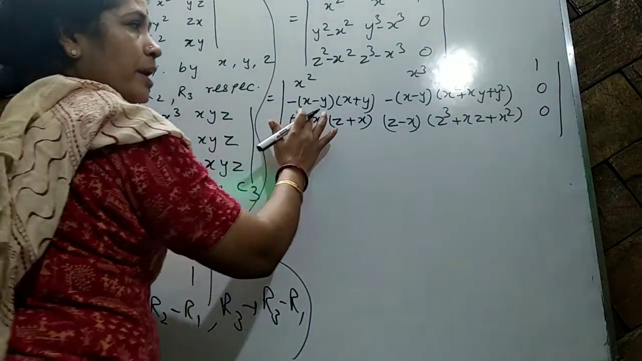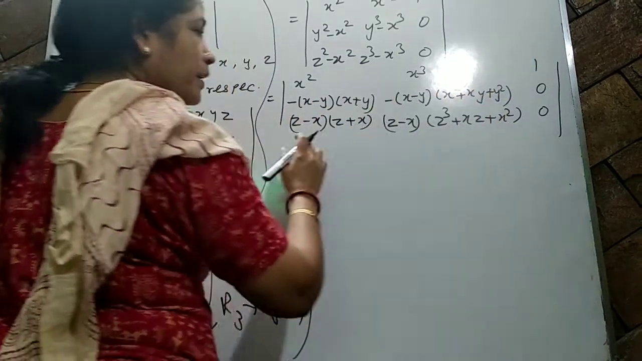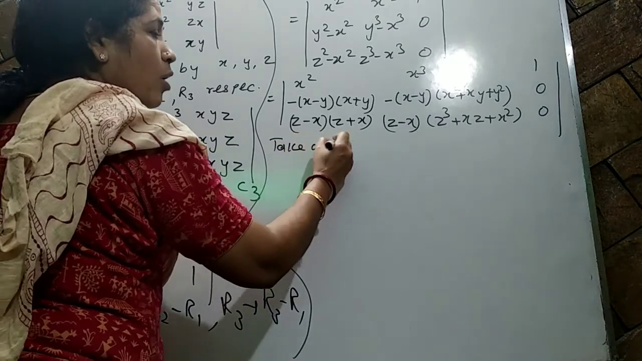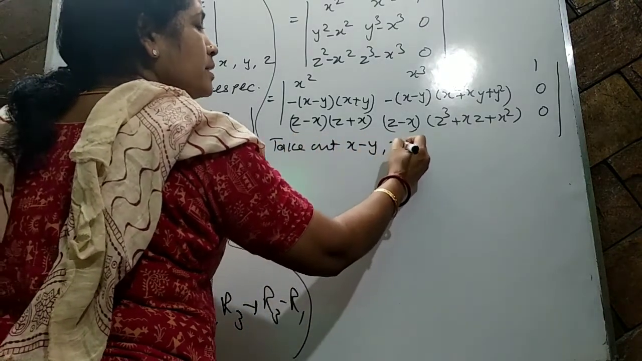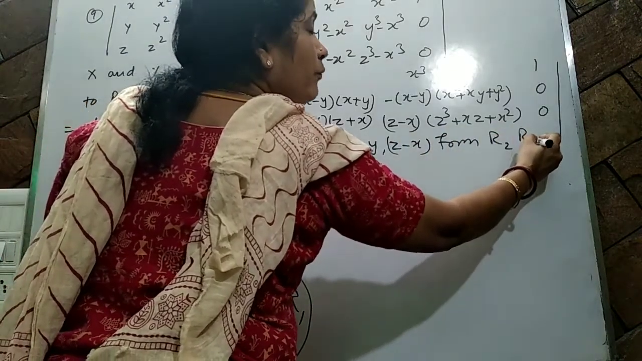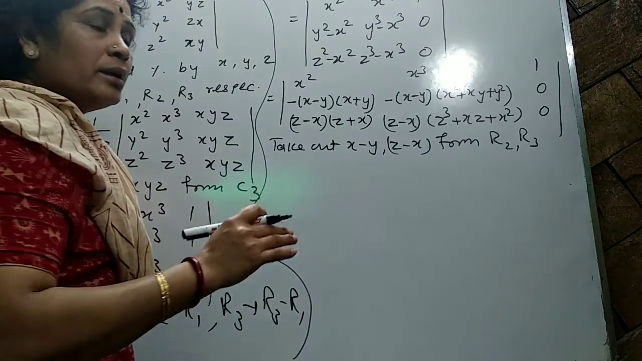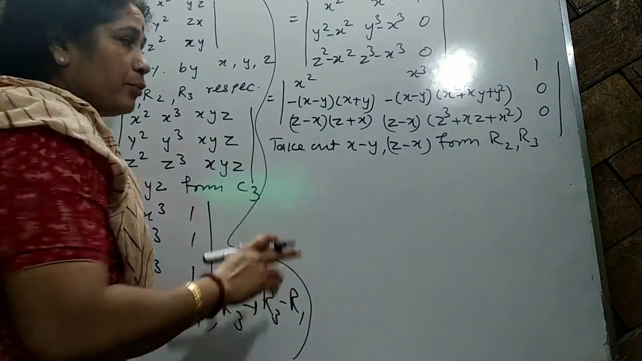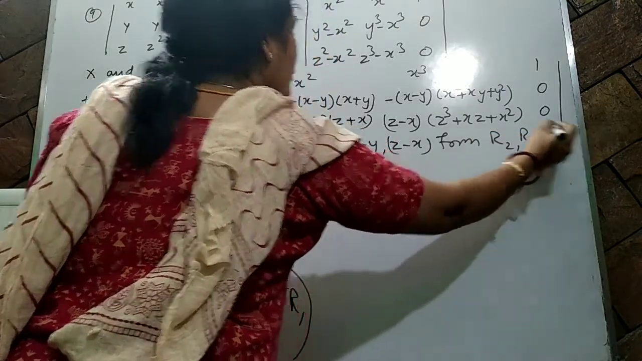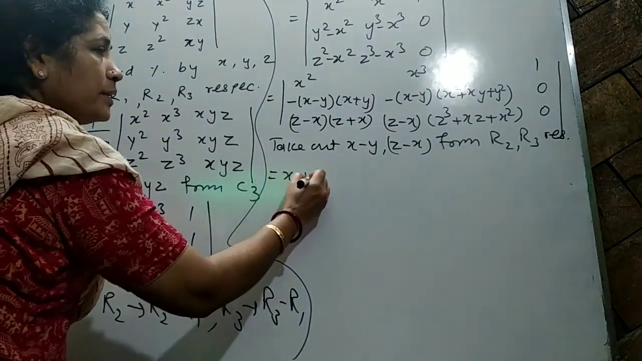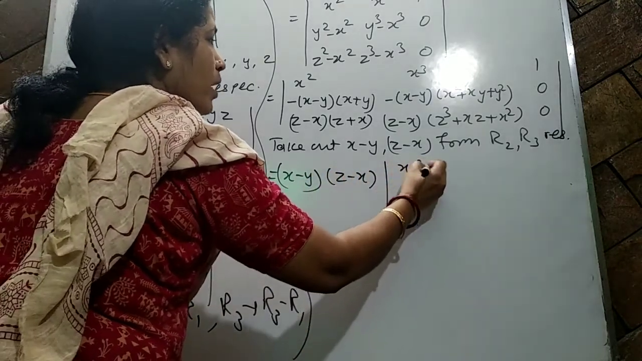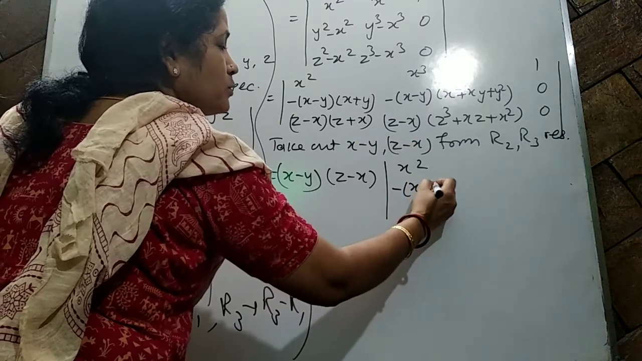Now see any common element. Now see second row, x minus y; third row, z minus x. Now what am I taking out? Take out x minus y, z minus x from where? From R2, R3. If you are not writing, then there is no use of properties. Keep that in your mind. So from R2 and R3 respectively, if I take out this x minus y into z minus x, now this one is x square. Now minus here, x plus y remaining.